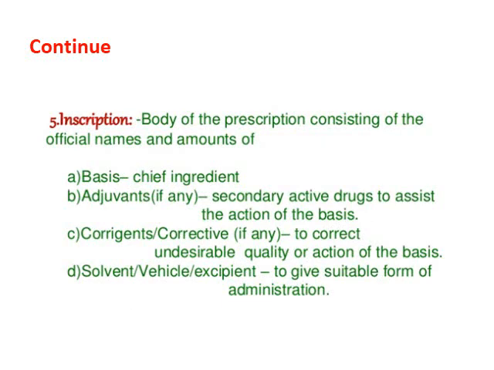So inscription is the body of the prescription consisting of the official name and amount of basis, which is the chief ingredient, the basic drug. Second one is adjuvant, which is the secondary active drug to help in the action of the basis, the main drug. And the third one is corrigent or corrective. So what does it mean? So this corrective or corrigent, exactly what does it do? So it corrects the undesirable quality or action of the basic drug. And the fourth one is solvent, vehicle, or excipient. So it gives a suitable form of administration.